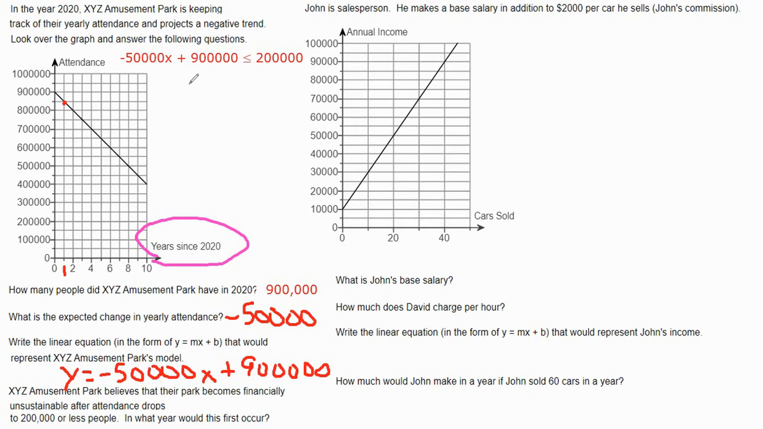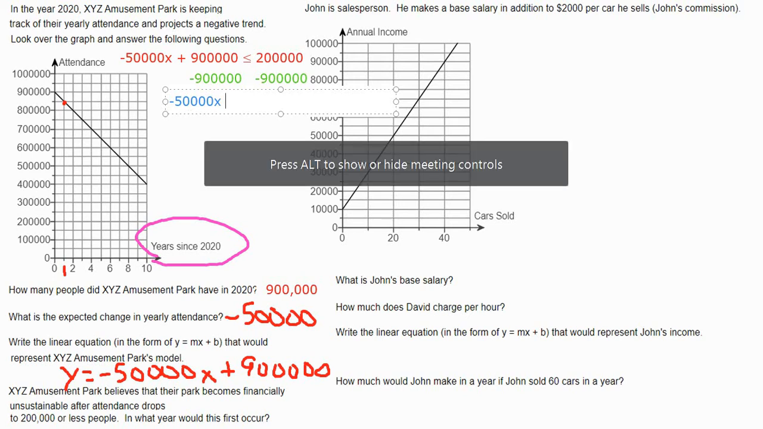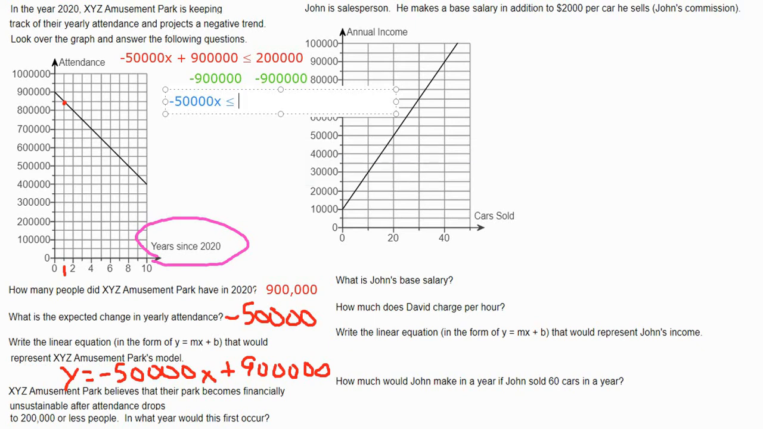So we're going to get rid of the stuff that's on the same side of the letter, but not touching it. That's the positive 900,000. So we would subtract 900,000 on both sides. And that would give us negative 50,000x is less than or equal to negative 700,000.